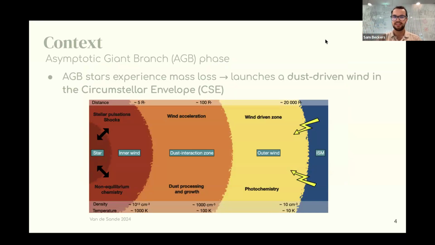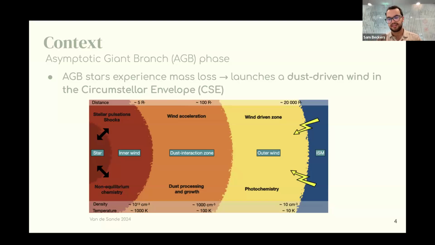The AGB phase is the final phase that a star goes through, and in that phase, it experiences mass loss. As you can see in this diagram, a lot of shocks happen. These shocks, these stellar pulsations, drive dust formation and eventually launch a dust-driven wind in the so-called circumstellar envelope. That wind carries dust and particles and a lot of molecules, and we want to model that.